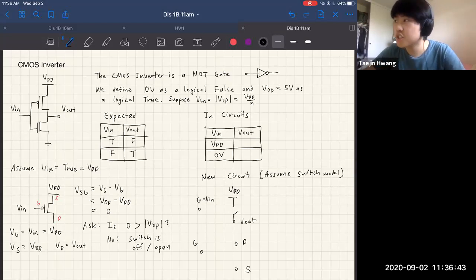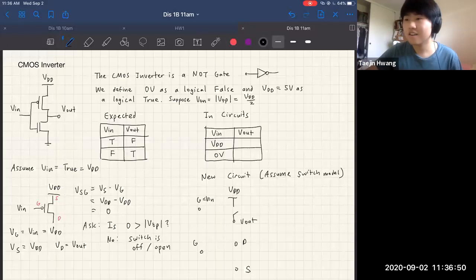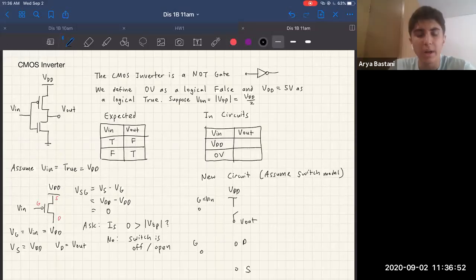What number is this on the discussion worksheet? This is page 2 of the notes.